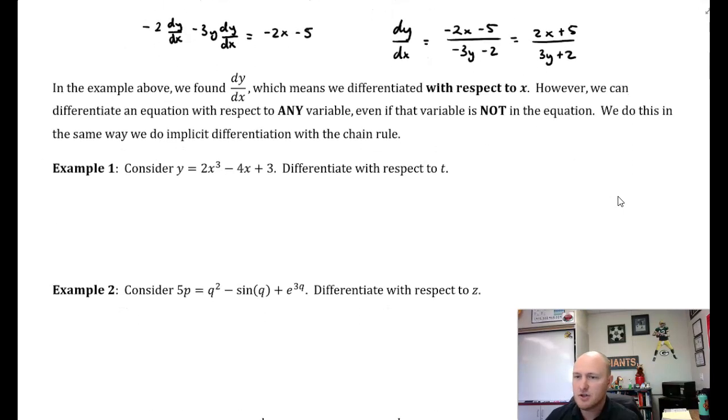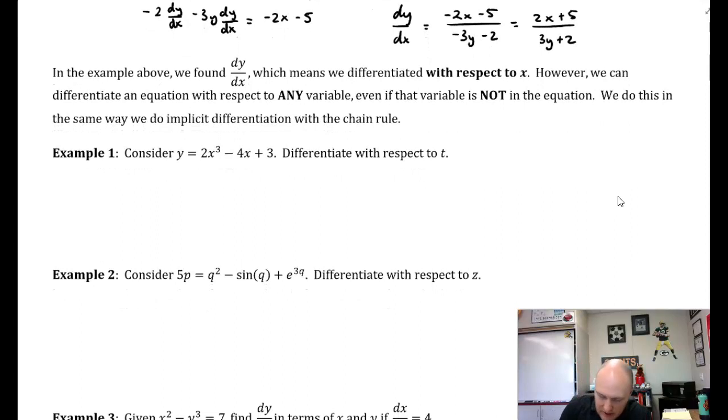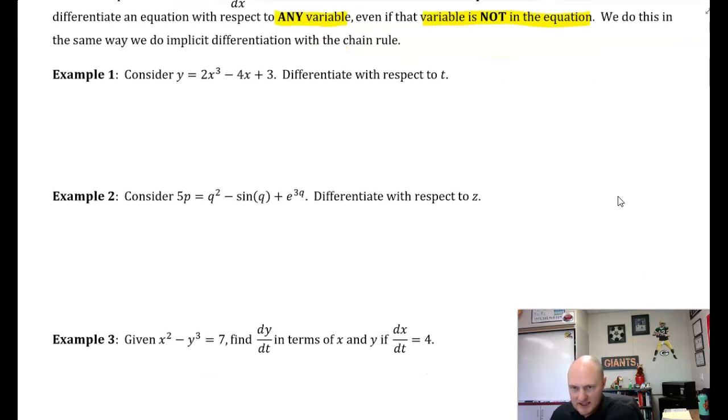But we can also go ahead and differentiate with respect to any variable, even if that variable is not in the equation. Okay, and we often do this with the variable t, time. So let's go ahead and look at an example of this. Example number 1, they say consider y is equal to 2x cubed minus 4x plus 3. Differentiate with respect to t.